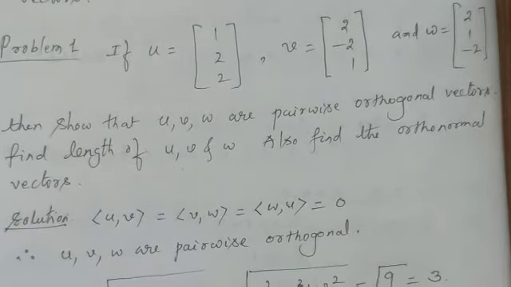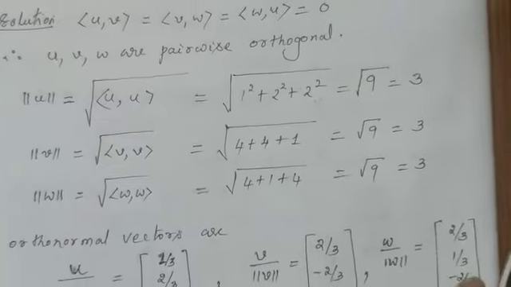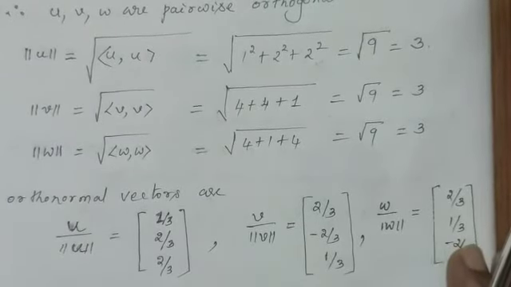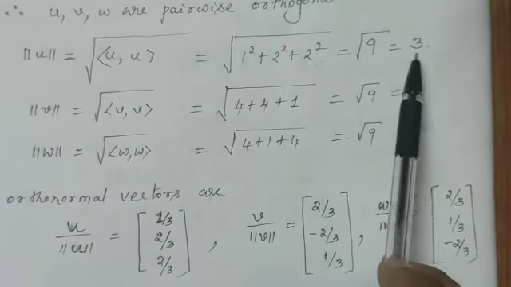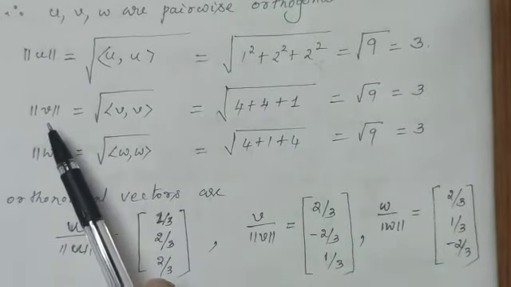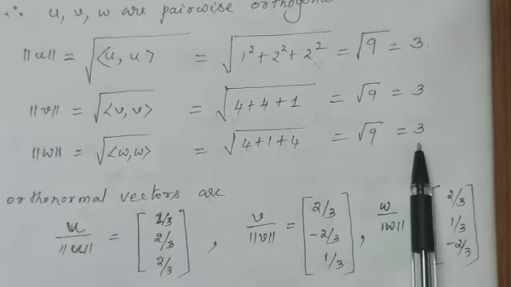Now, how to find the length of the vector? The length of the vector u, norm u, is equal to the square root of the sum of the squares of the components. So that will give us 3. Similarly, you can check with this vector, that is also 3, w also 3.